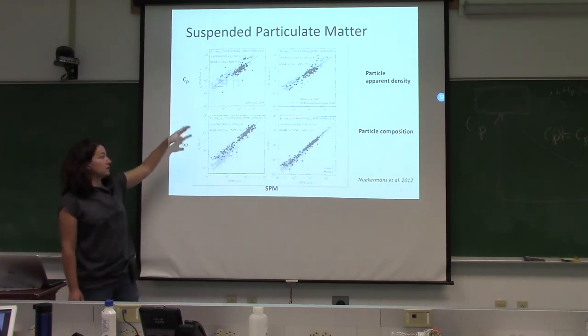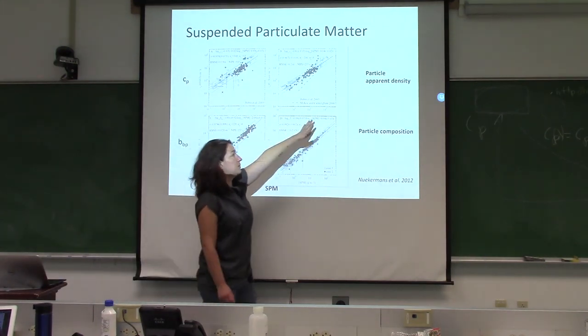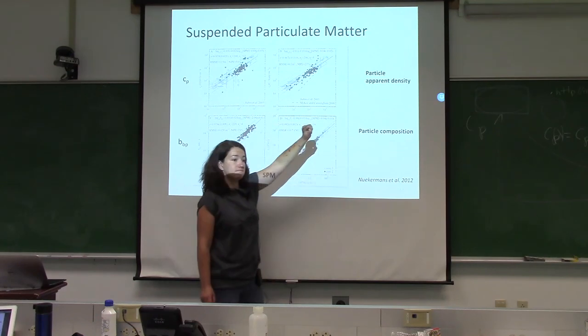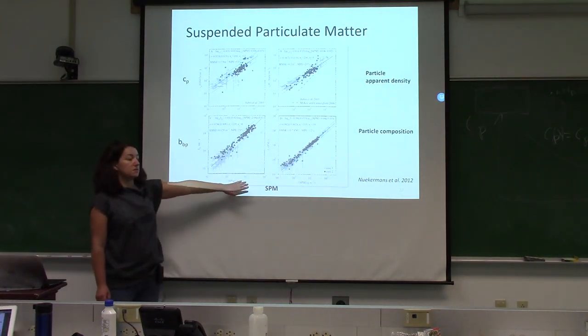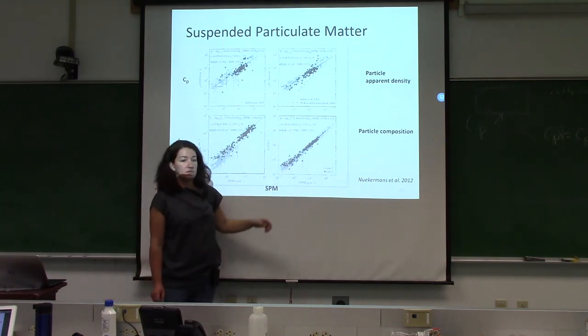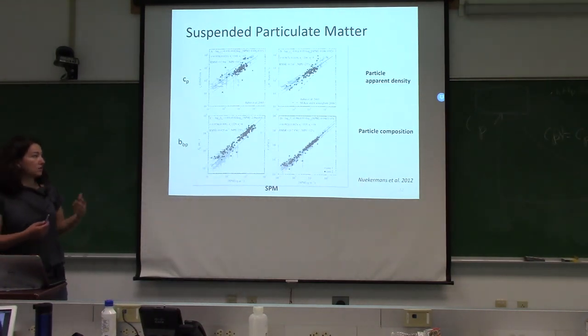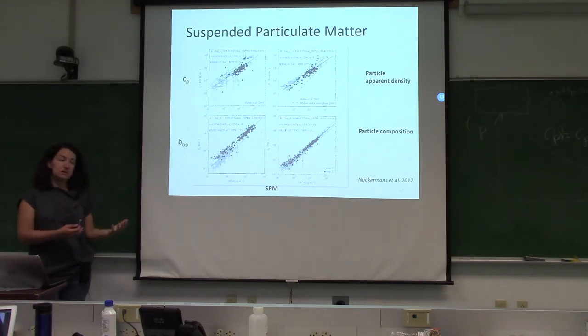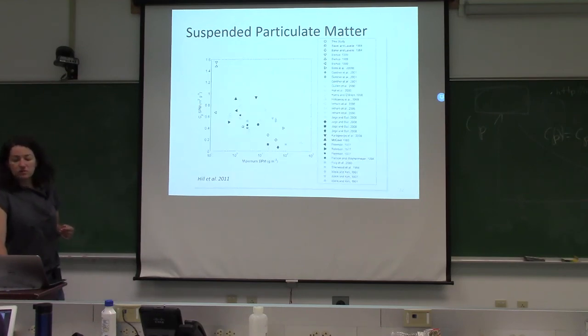What she found is that in the case of CP, the relationship is highly dependent on the particle apparent density, and for backscattering to suspended particulate matter, it depends on particle composition. It's similar to what I've seen with the carbon. Here it's particle apparent density, carbon density, and here particle composition, the same thing for the backscattering. I didn't really cover that too much.